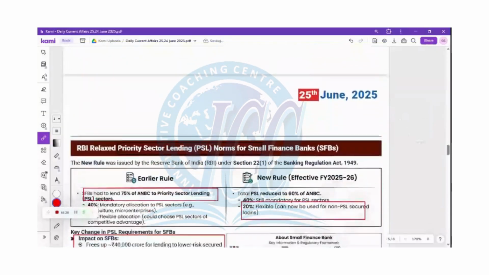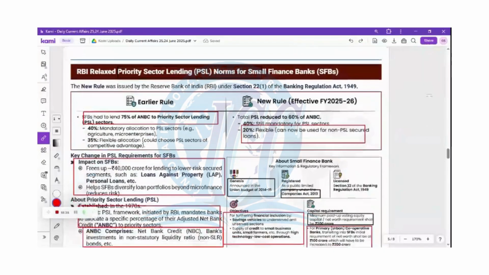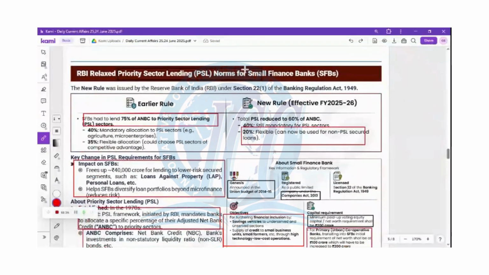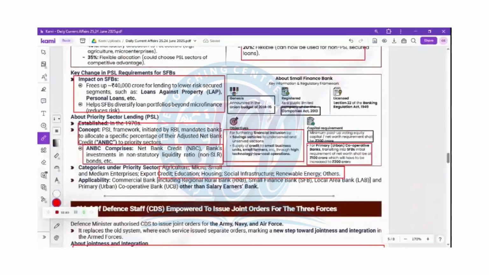Then comes the 25th June. We'll be looking at something very, very important: small finance banks. Sir, small finance banks, they were created. See, we have commercial banks. You have regional rural banks, which were formed in 1975. Then in commercial banks also there are public sector banks, as well as private banks.